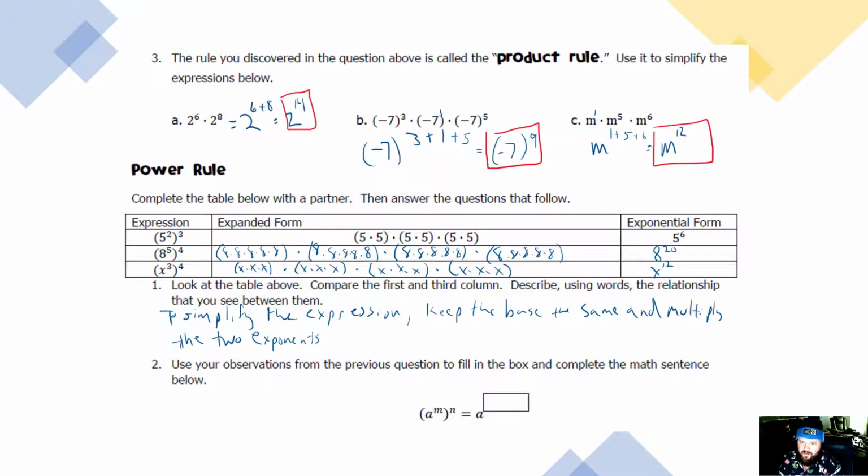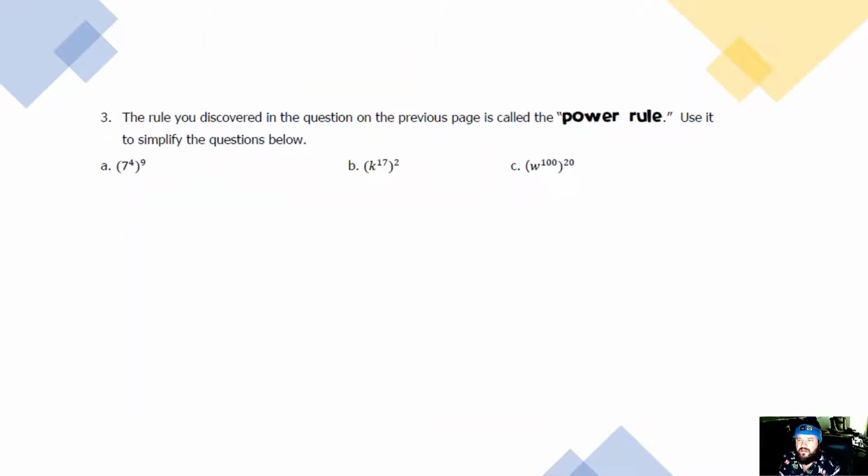Now let's use the observation from the previous question to fill in the box. So we have a to the m raised to the nth power. Again, that is simply going to be a to the m times n. The rule you discovered is called the power rule. It's called the power rule when you have an exponent raised to another exponent or another power.